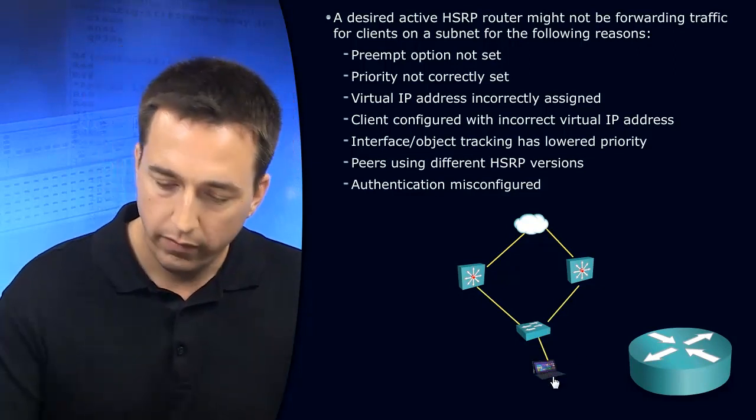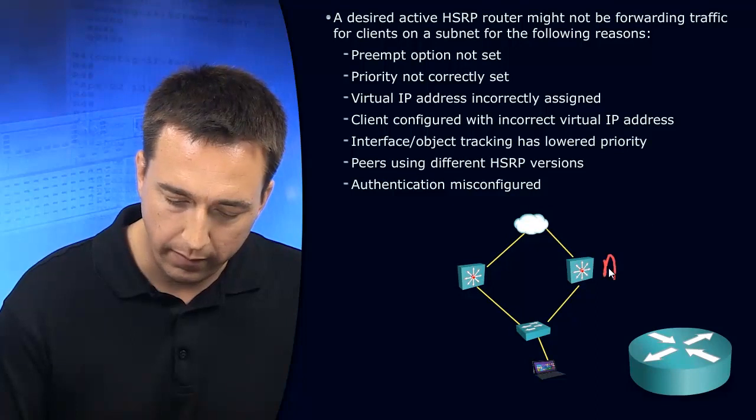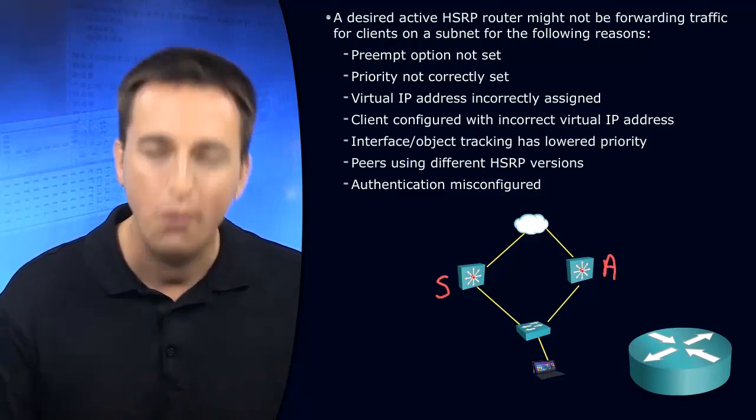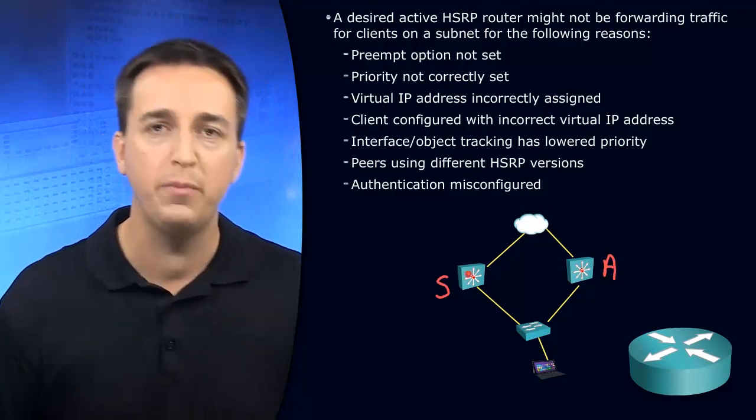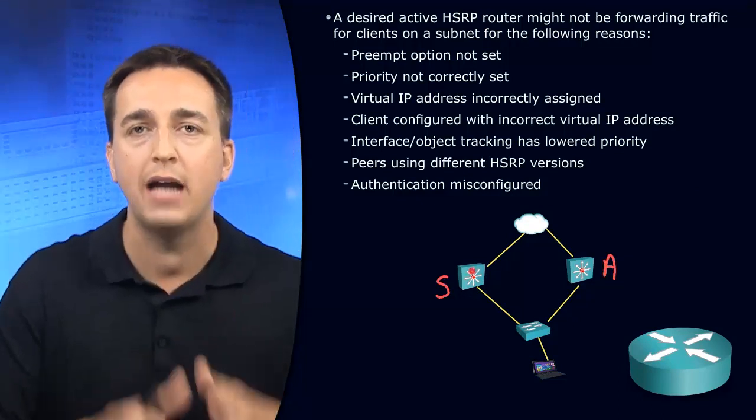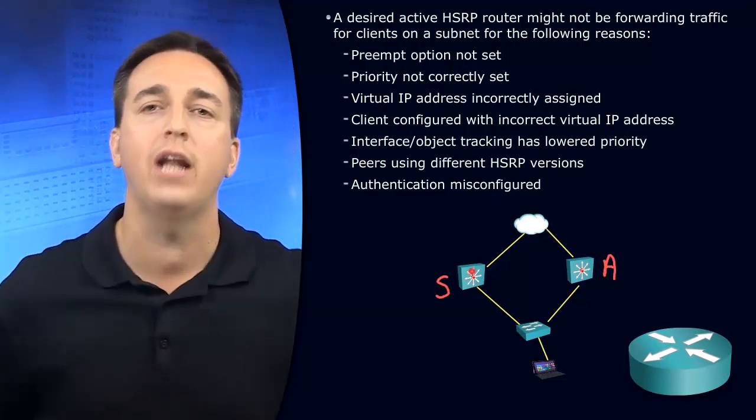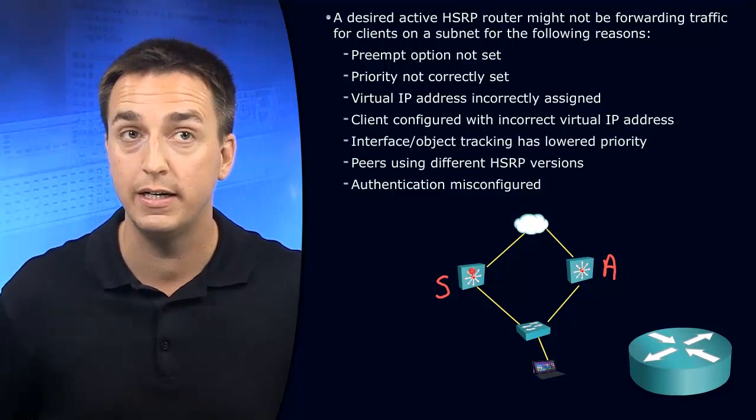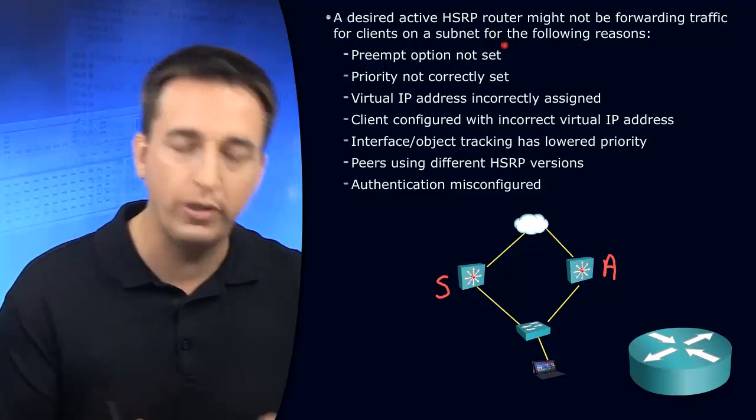Right now, this router is the active router, and this router is a standby router, but that's not what we want. We want this router to be active. So why is it not the active router? That's what you're going to have to troubleshoot the majority of the time. One of the reasons might be preemption is not enabled.